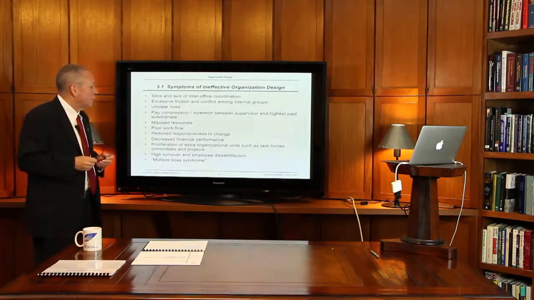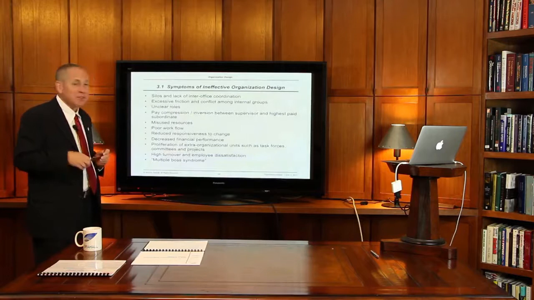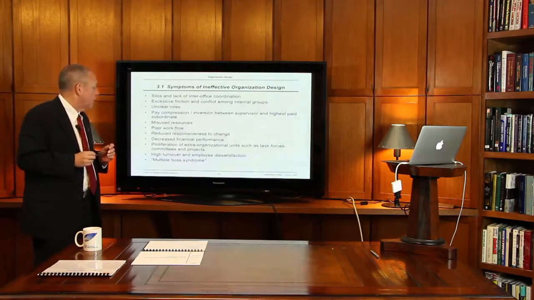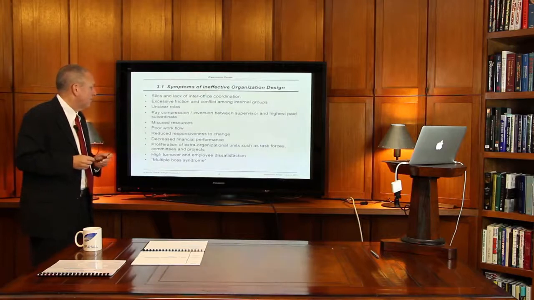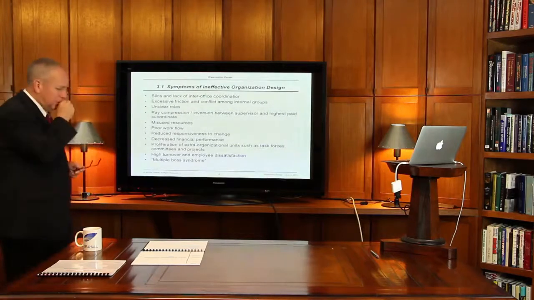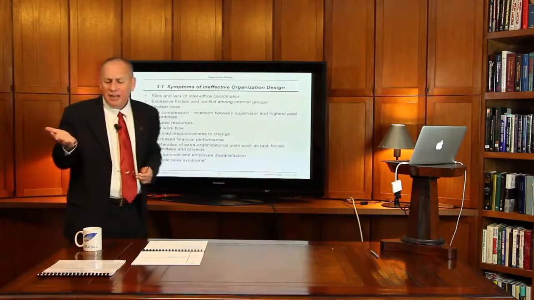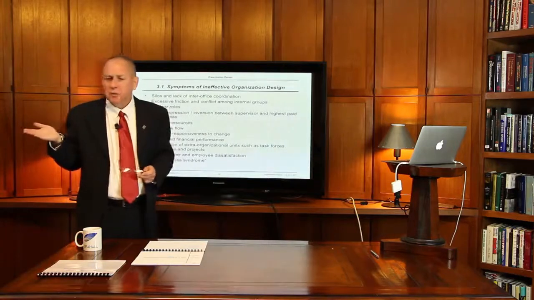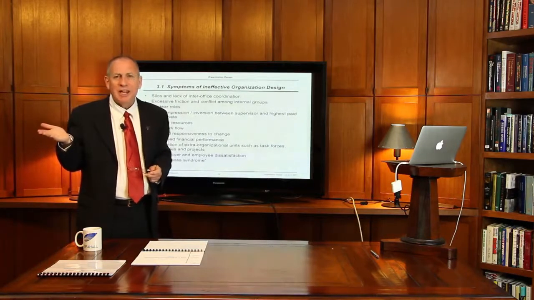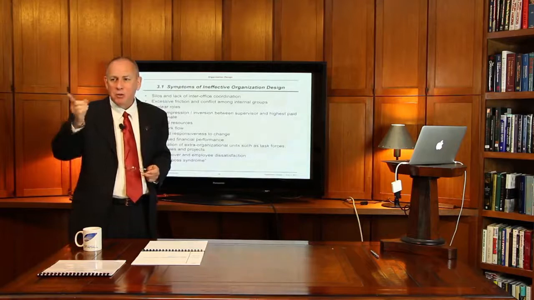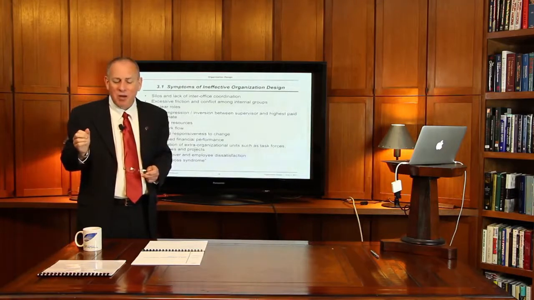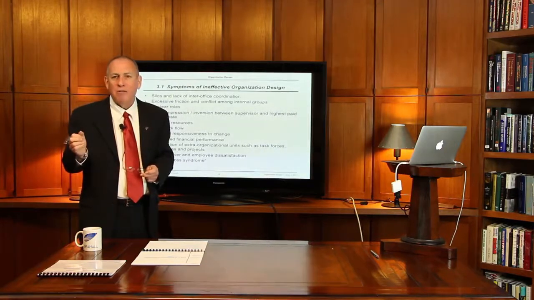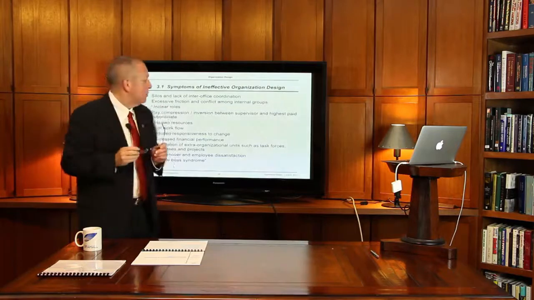You may have pay compression or inversion between supervisors and highest paid subordinates because of overtime pay. We see that in municipal governments quite often. Are your resources being used effectively? You could ask those same employees, is this organization getting the best value out of you in terms of your job and what you can contribute?